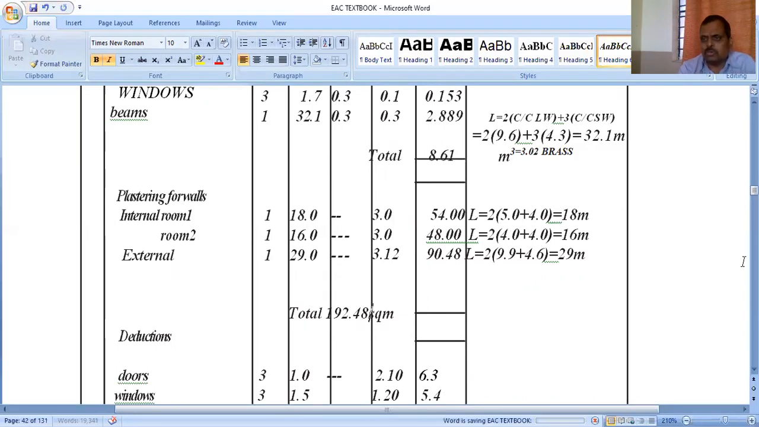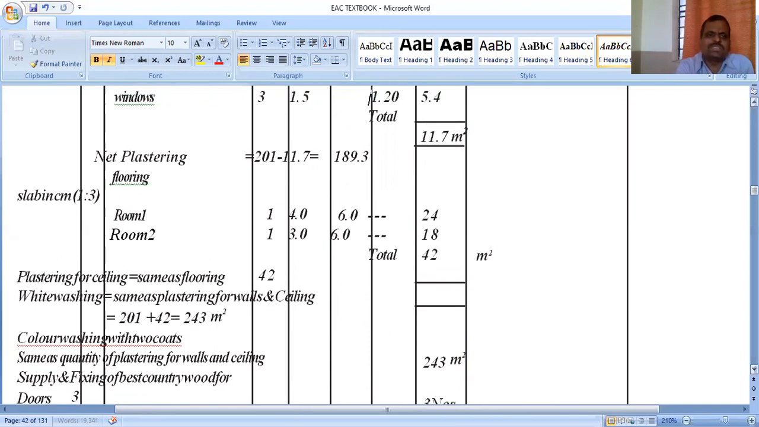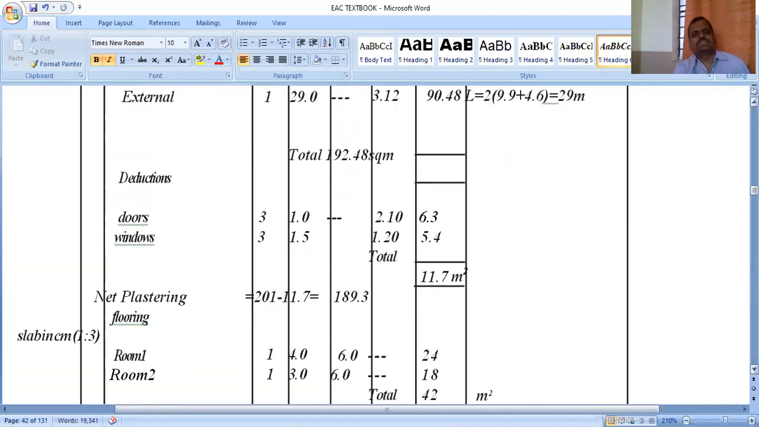Now we have calculated the total plastering. Now we have to see the deductions. Again the same things are to be considered: the deduction for doors as well as the deduction for windows. Here we consider one side deduction. Why? The total dimension of the door is 1 into 2.1, that is 2.1 square meter. It is greater than 0.5 square meter and less than 3 square meter. So one side deduction is allowed here.